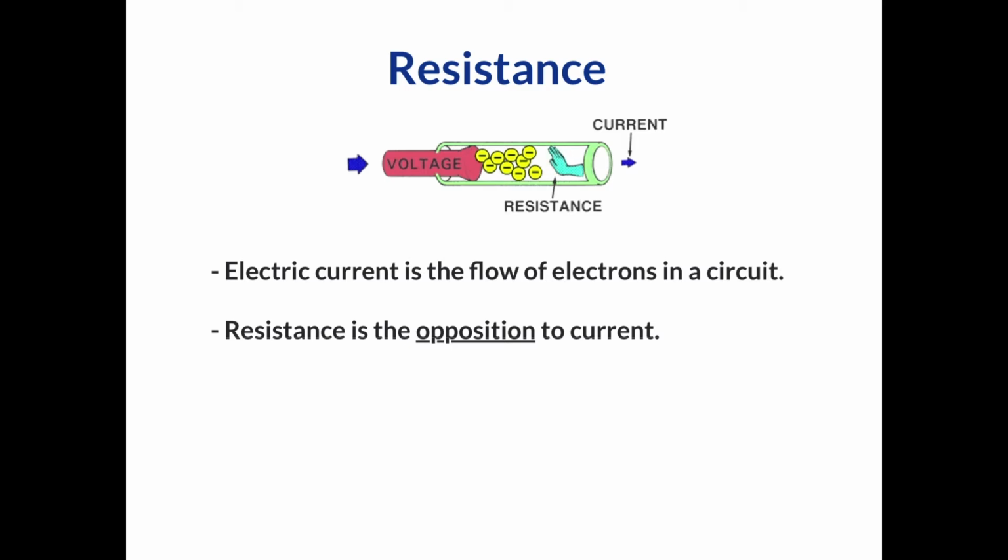So current is the flow of electrons in a circuit, and resistance is essentially the opposite to that. It's the opposition to current. So a bit like if somebody was trying to move forward but you were pushing against them to stop them from moving forward. So the resistance is like that blue hand pushing against the flow of electrons. So that's something to keep in mind with today's lesson.